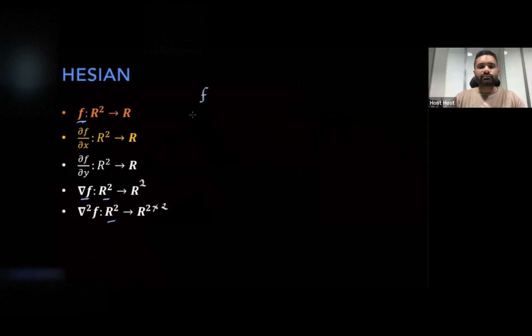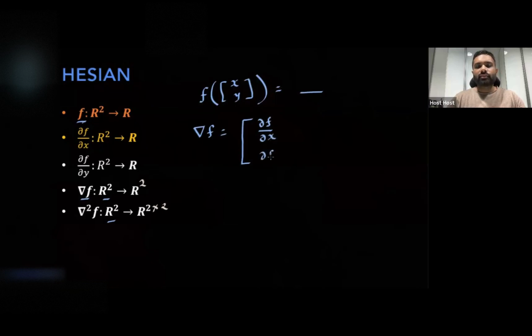So f is this. Now you are taking certain input x, y. Now, when you are taking a gradient, what it will become is a certain column vector. And the first entry of this column vector will be the partial derivative of f with respect to x. And the second entry will be the partial derivative of f with respect to y. Correct? Now you do the gradient again. If you see in the left hand side, del f by del x is also a function R square to R. Del f by del y is also a function R square to R.